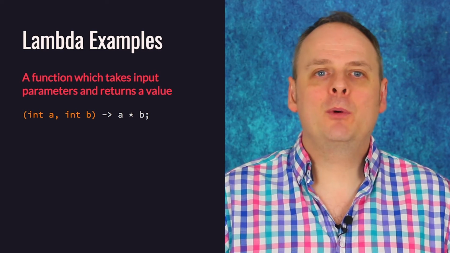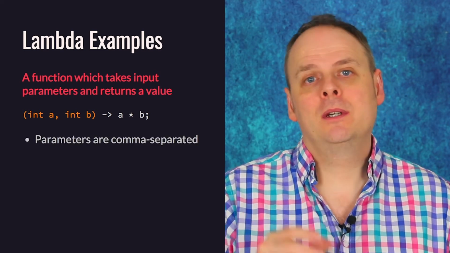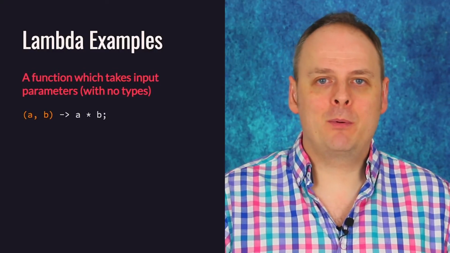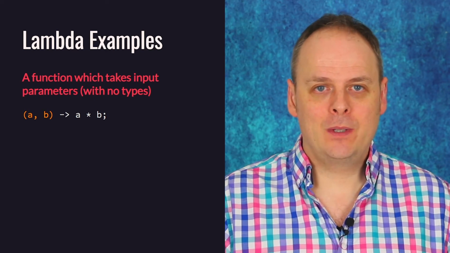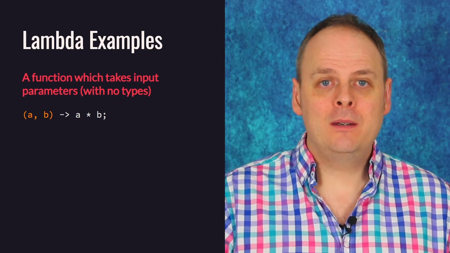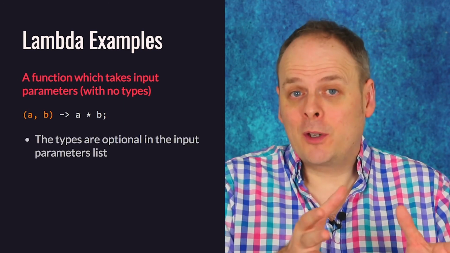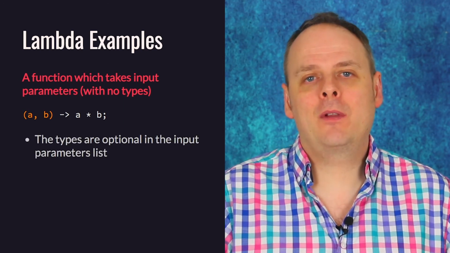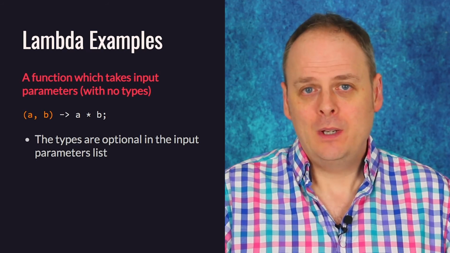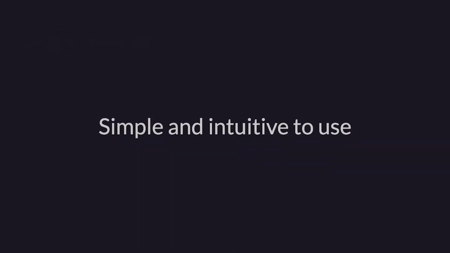You'll also see in this example that parameters are separated with commas in the parameters list. Regarding the input parameters, note that the types are actually optional and don't need to be specified if the compiler can infer the types based on the Lambda expression usage. So we could also omit the types of the input parameters like in this example. The two parameters a and b aren't prefixed with their types in this example. The types are always optional if the compiler can infer them based on how the Lambda expression is being used. The syntax is fairly straightforward and intuitive, as you can see.